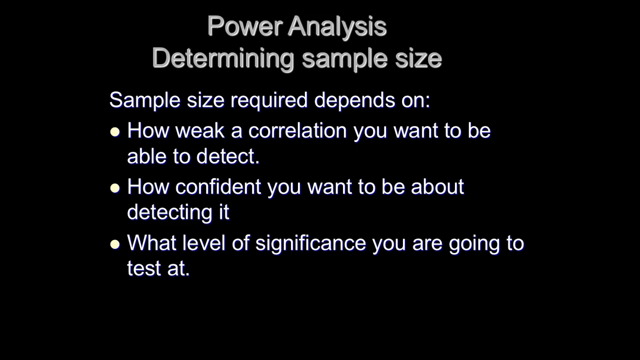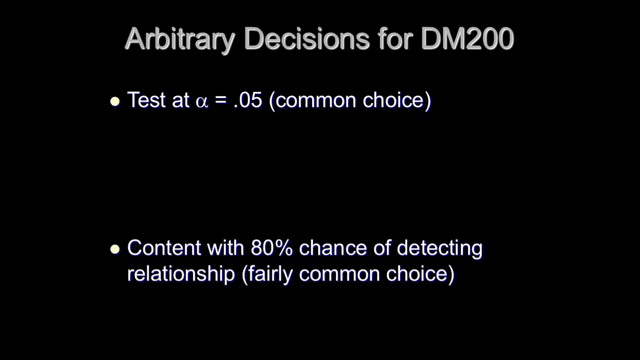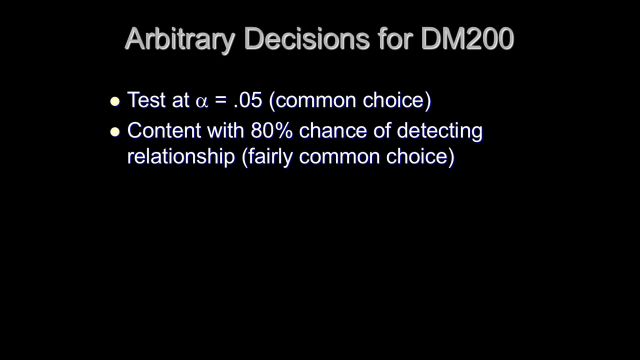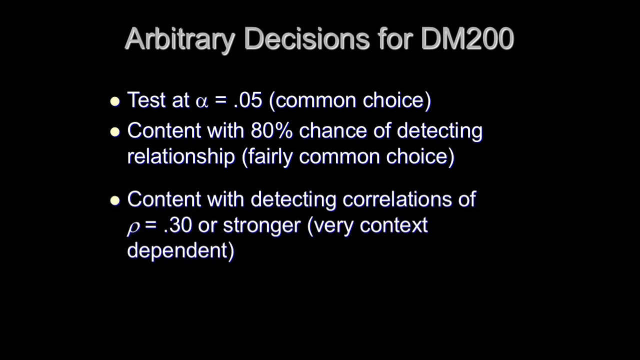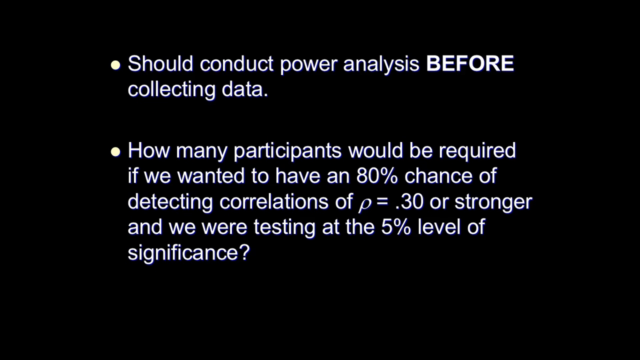The sample size required depends on how weak the correlation is that you want to be able to detect, how confident you want to be about detecting it, and what level of significance you are going to test at. In this unit, we're happy to test at 0.05, obviously. We're content with an 80% chance of detecting the relationship, and we're content with detecting correlations of 0.3 or stronger.